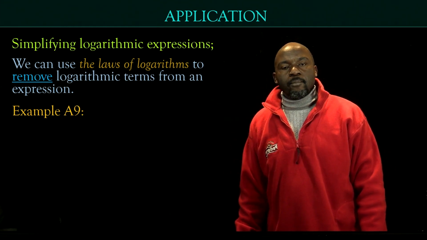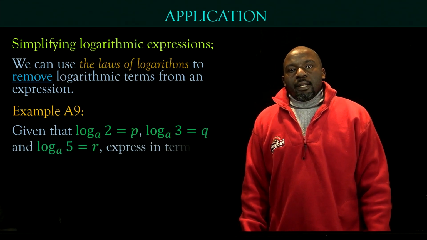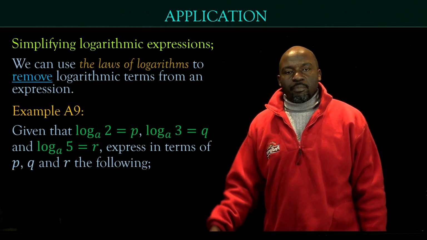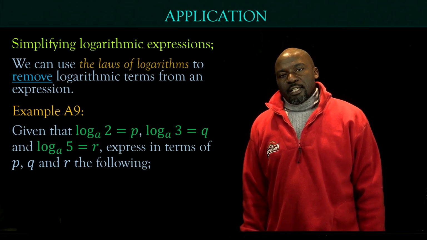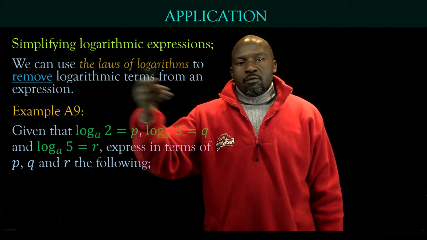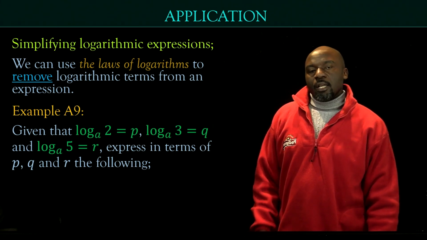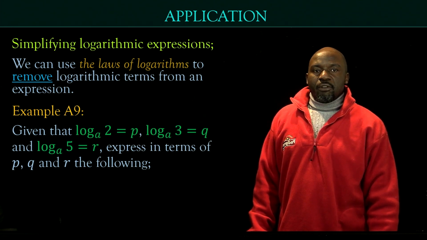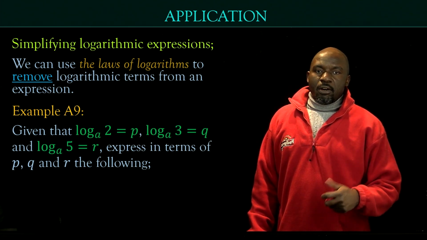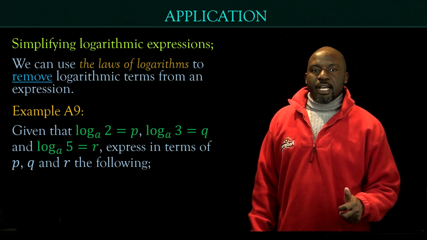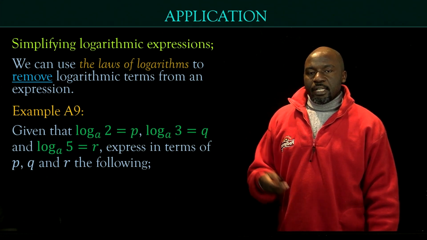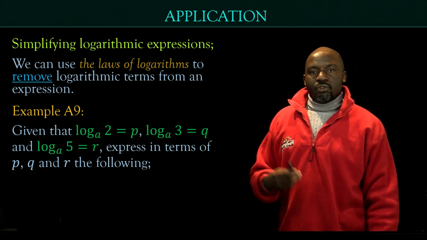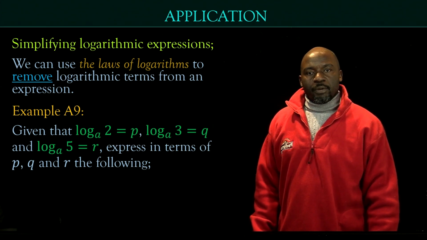Let's go to 9. What does 9 say? Now we are going to simplify expressions by removing logs and replacing them with some unknowns. So we can use laws of logarithms to remove logarithmic terms from an expression. So given that the log to base a of 2 is p, and the log to base a of 3 can be represented by q, and the log to base a of 5 can be represented by letter r. Express the following in terms of p, q, and r, okay? So either p and q, p and r, q and r, or all three. Express the following that way, okay?